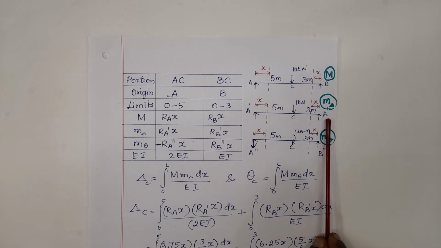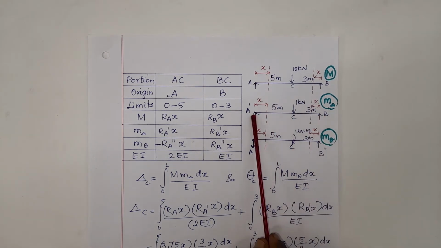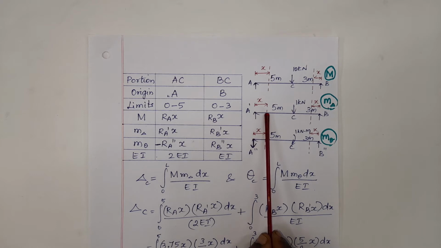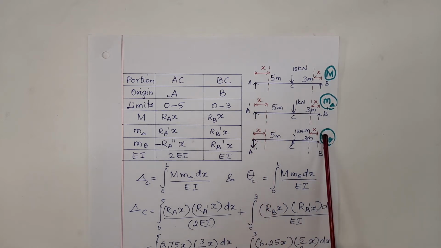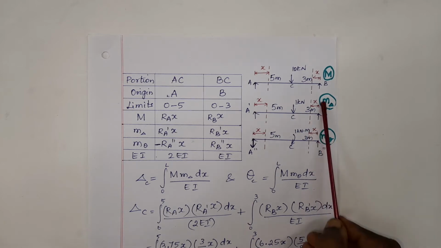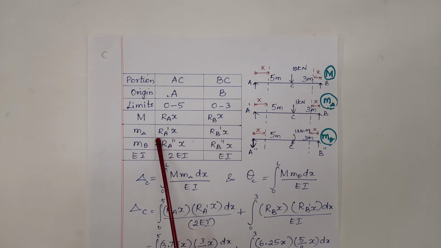Next, to write the M delta expressions. Same sections are considered with the same origin. Limits are the same. Moment expressions are written with RA dash into X. That causes a sagging bending moment pushing the beam down. RB dash into X pushes the beam down. So that is also a positive bending moment.